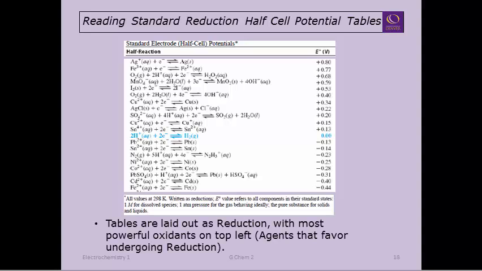The most powerful oxidants, those that undergo reductions easiest, are on the top left. So when I'm reading the table and I go to the very top left, which in this particular table, silver plus is the champion, that is the most powerful oxidant or oxidizing agent on the table. Silver plus will go to silver, undergoing that reduction easier than anything else I have listed on this table.